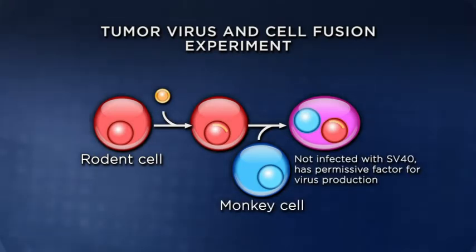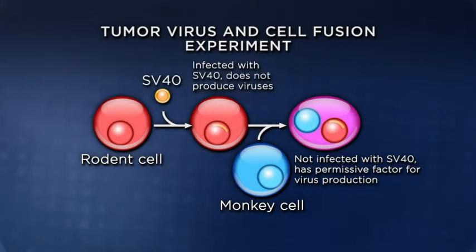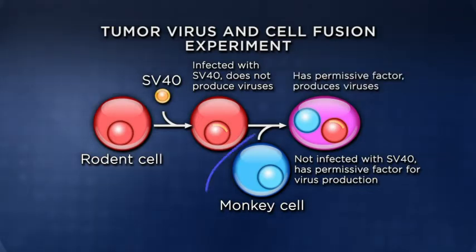So this is a rodent cell that has SV40 in it, but it's hiding, he thinks it's hiding out, he doesn't know. And he fuses it with an uninfected monkey cell. Now the fused cell is going to have that monkey factor, right? The monkey factor went over, and lo and behold, the rodent cells started producing virus. So this was a terrific experiment because it showed that the virus was latent and was hanging out in the nucleus.